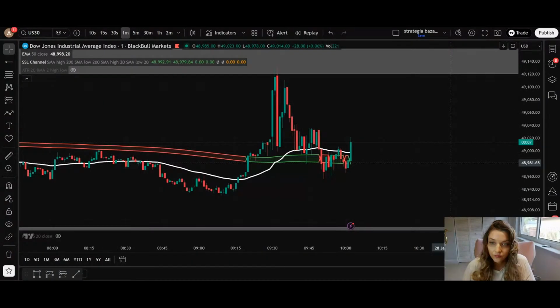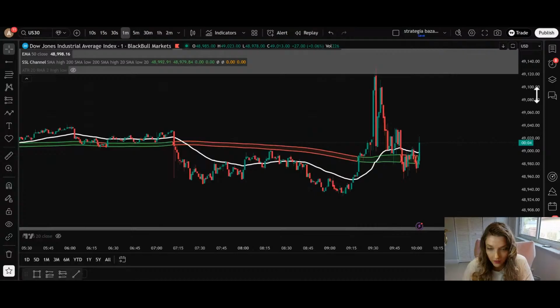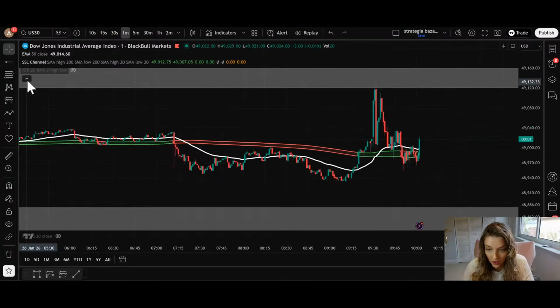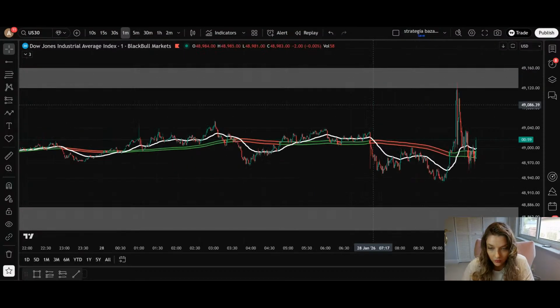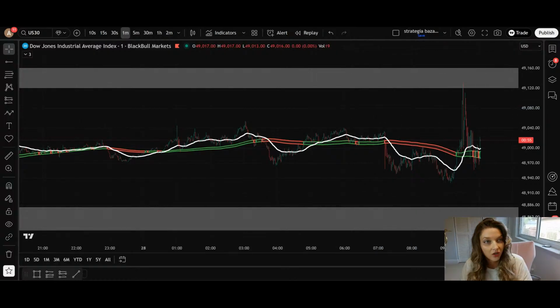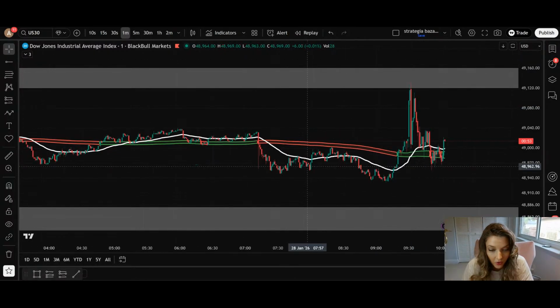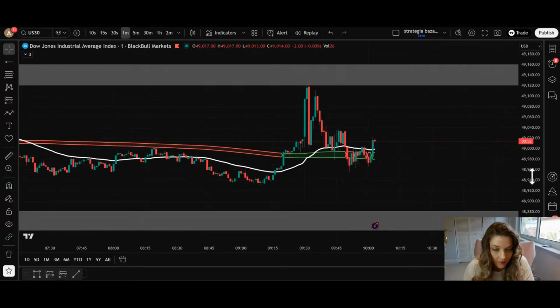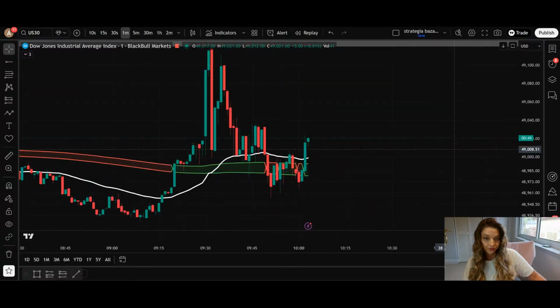So let me go to the chart and see what I have here. I jump directly to the charts. I have here the US30, Dow Jones, YM, whatever you want to call it. If you trade futures it's YM, if you trade Forex it's US30. A lot of people don't know the difference.